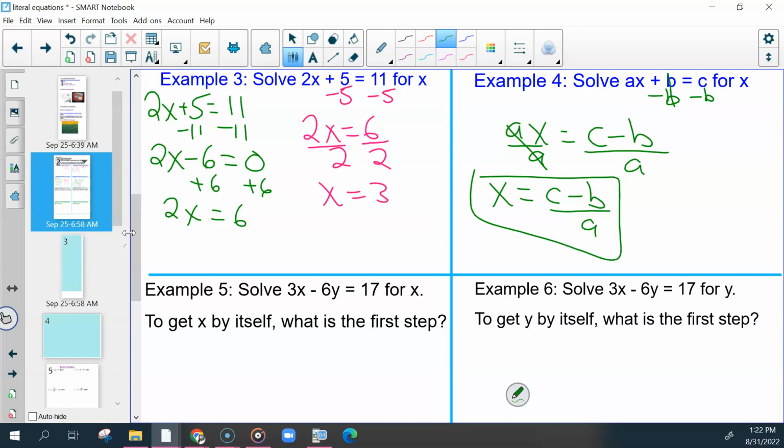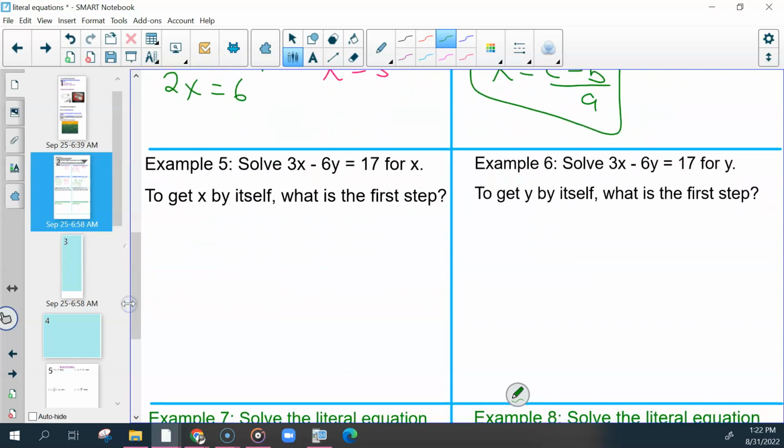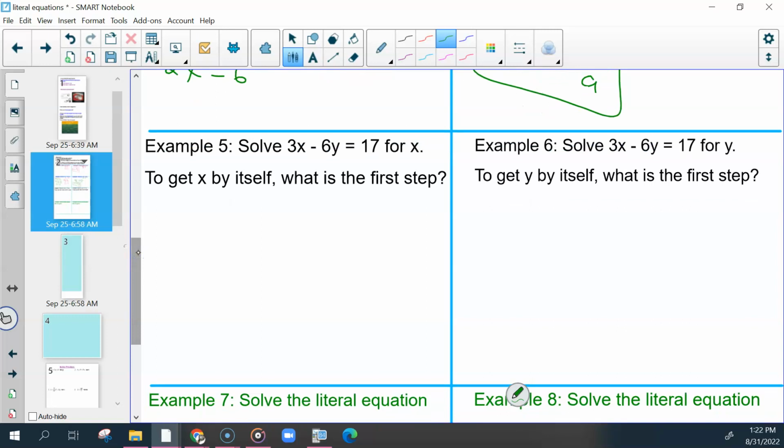Right, we're not going to do 5 and 6. Pick one of those, 5 or 6. They're the same thing, basically, but they're solving different things. Go. 5. So if we're solving 5, we're trying to get x by itself.